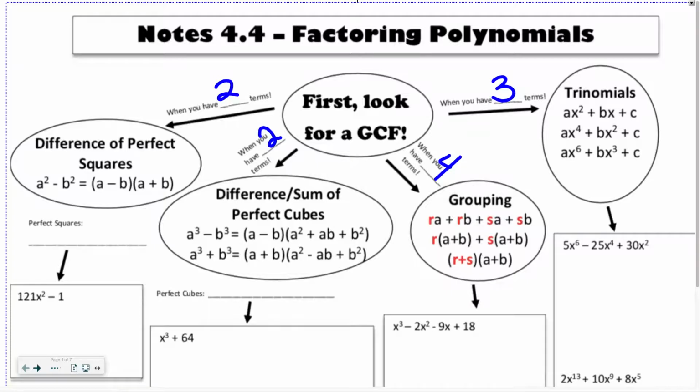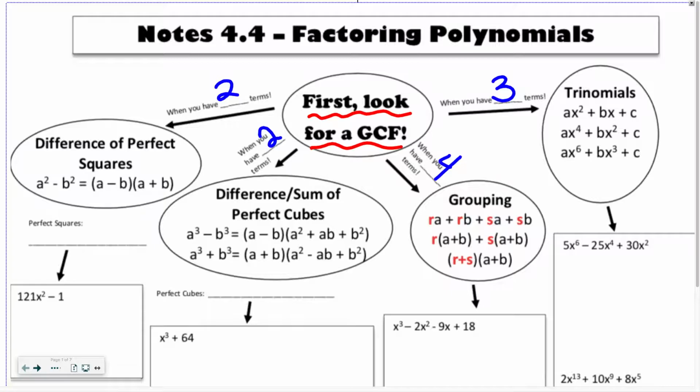Those are things that can help you decide which type of factoring method you might use, based on the number of terms that you have. Maybe highlight, if you've got a highlighter, or star, circle, underline. It says it in the middle in bold, but it's something that often gets overlooked. Check to see if you have a GCF. What do I mean by GCF?